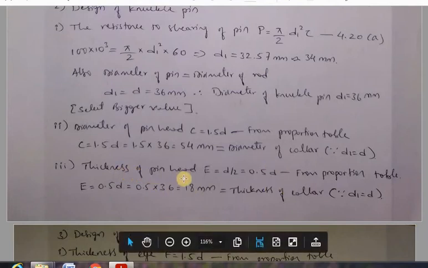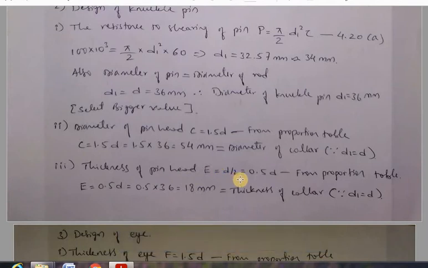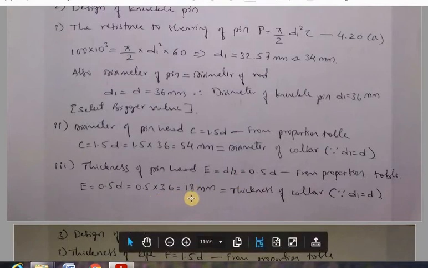Next we have the thickness of the pin head. Capital E is equal to d by 2, which is 0.5 times the diameter of the rod. This equation we have taken again from the proportion table. Therefore the thickness of the pin head is equal to 18 mm, which is also equal to the thickness of the collar.